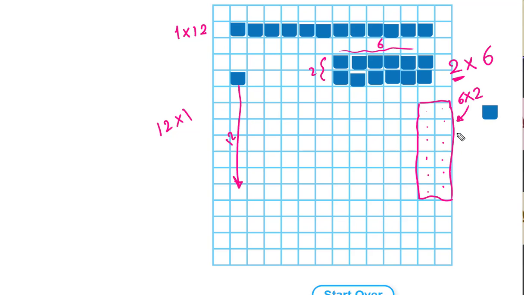Can we do it any other way? Can we use 3? Yes. If we use 3 rows, how many should we put in each row? 4. Excellent, because 12 divided by 3 equals 4, and 12 divided by 4 equals 3. So we can make it.